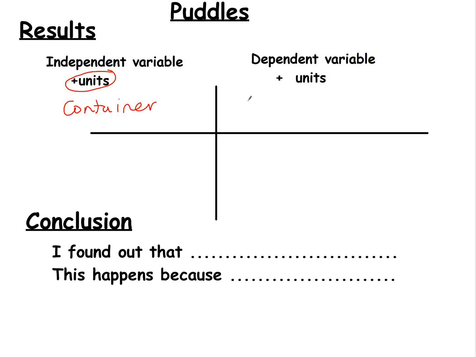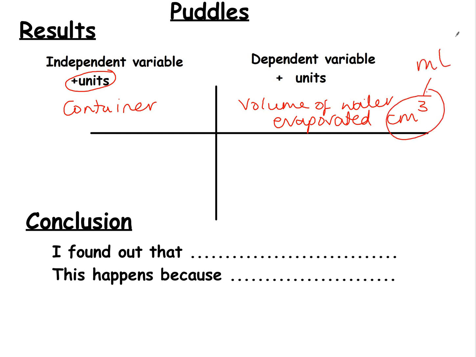This variable, the dependent, is the volume of water that evaporated. So how much has gone, in centimetres cubed. And it does have units, centimetres cubed or millilitres, as I said before. Now you could also, to make this investigation even better, put in the additional information that I asked you to measure, which was the diameter of the container.